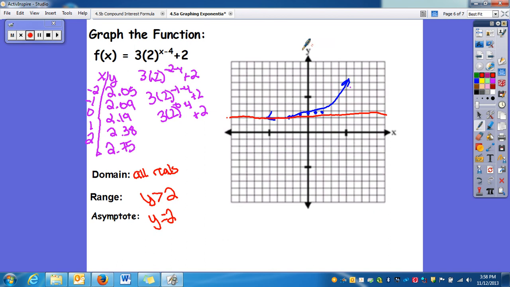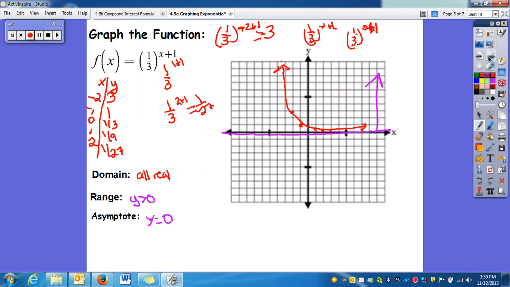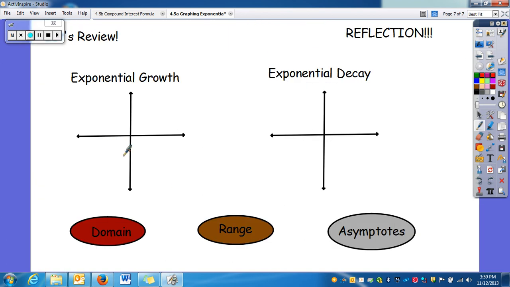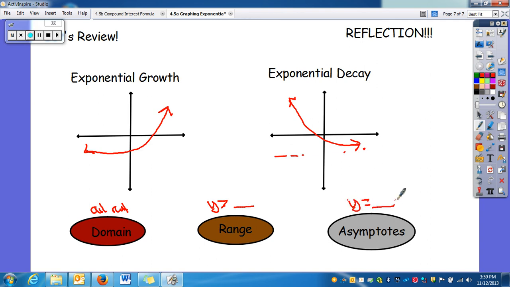Alright, so looking at this is exponential growth because it goes up, versus the last one is exponential decay because it is going down from left to right. Alright, so that is it for the video. Remember, exponential growth goes up, exponential decay goes down. You have your domain, which remember is always all reals. Your range, which is going to be y is greater than something, whatever the bottom line is. And then your asymptote, which is going to be the equation y equals some number.